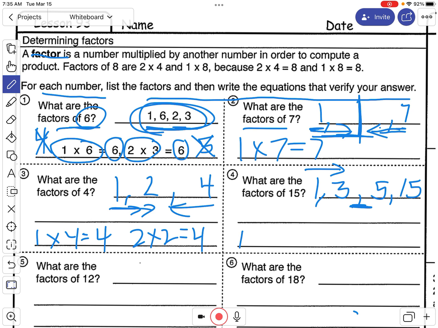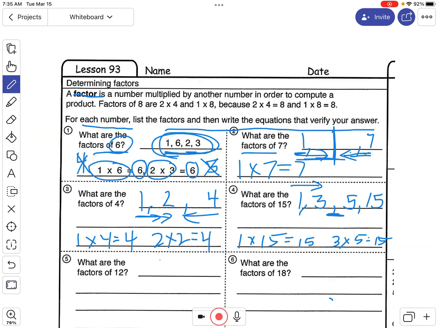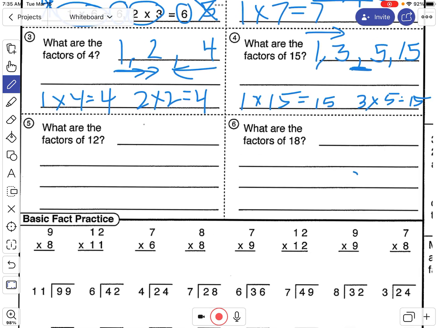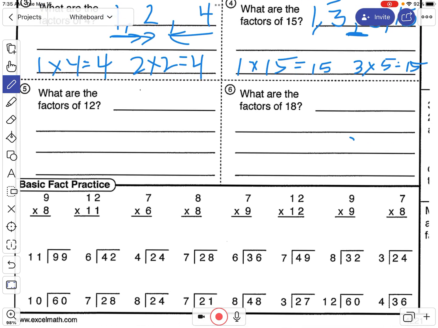And then you should have written somewhere down here, 1 times 15 equals 15. And then 3 times 5, or 5 times 3, equals 15. Hopefully it's neater than that. I'm having to write with my finger there. All right. Let's move this on up. Pause the video and try 5 and 6, and then turn the video back on.